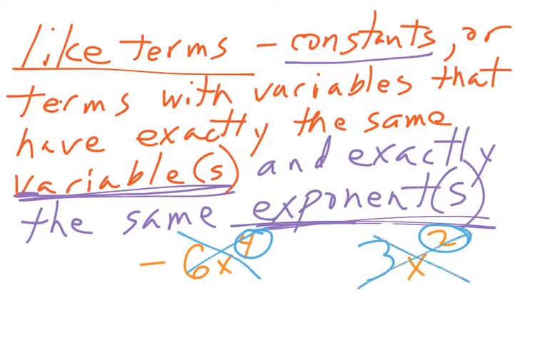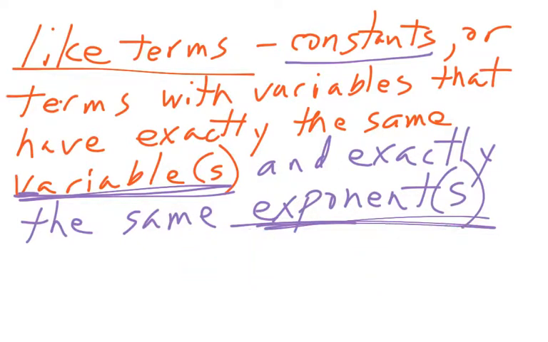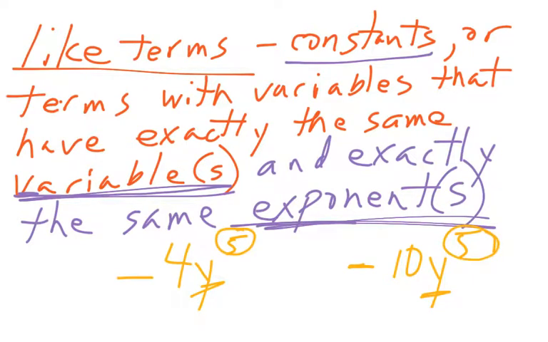So these are also not like terms. So what are like terms then? Well, a set of like terms would be something like negative 4y to the fifth and negative 10y to the fifth. Those are like terms. The coefficients can be different, but notice they have the same variable or variables, so they both have y, and those variables have exactly the same exponent. So these, in fact, are like terms. And we'll talk more about adding them right now, but just in case you're wondering, if we combine these two like terms together, the answer would be negative 14y to the fifth. Okay?